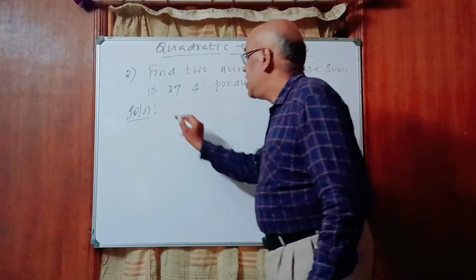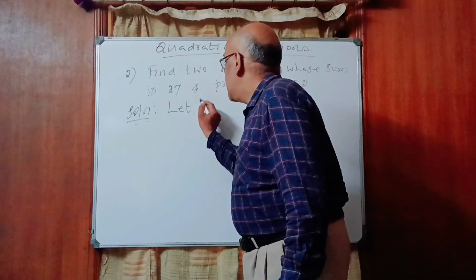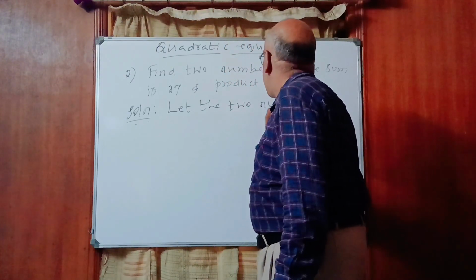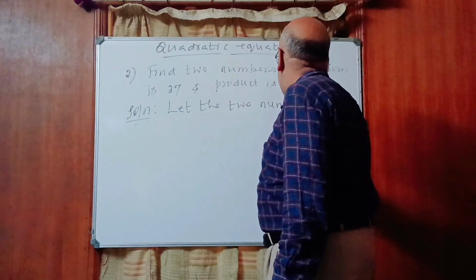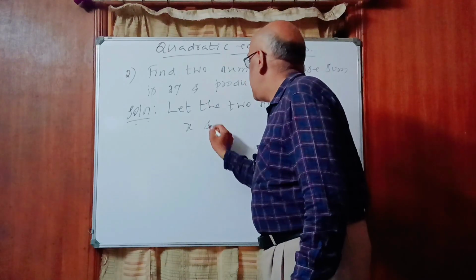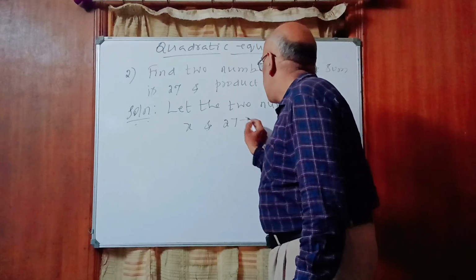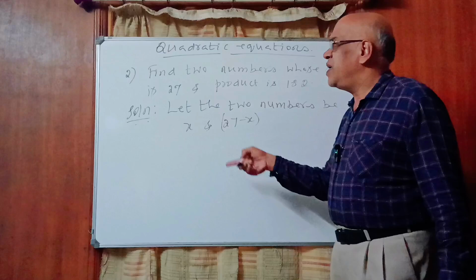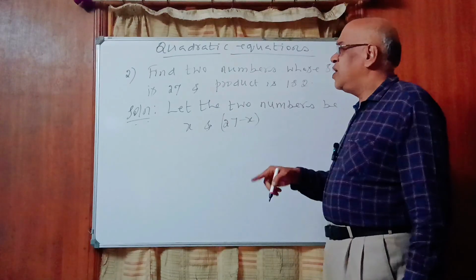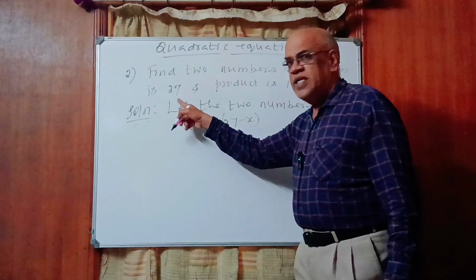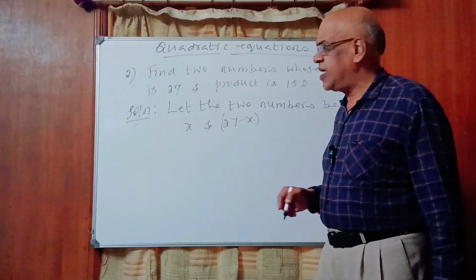Conditions are important. Let the two numbers be x and 27 minus x, children. If one number is x, many children will take it as x plus 1, or let the second number be y. No, it's not given. If one is x, the second one will be 27 minus x.